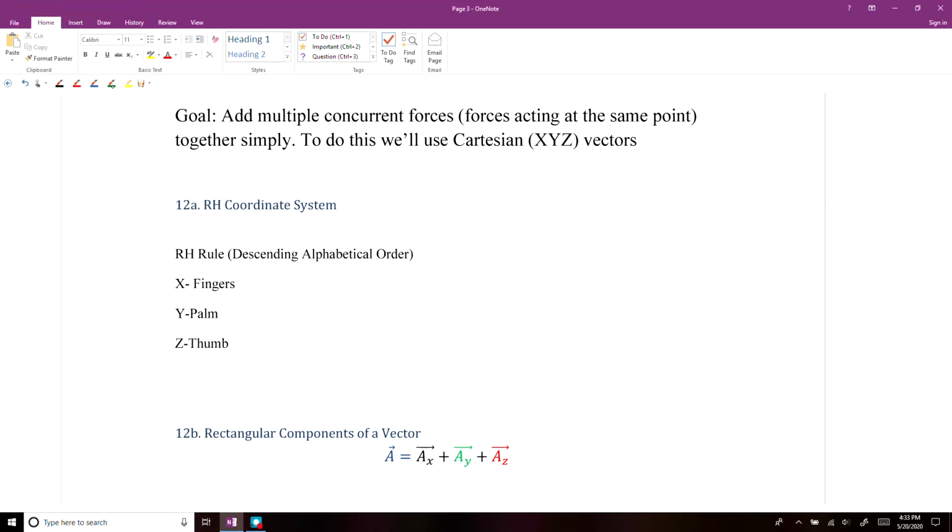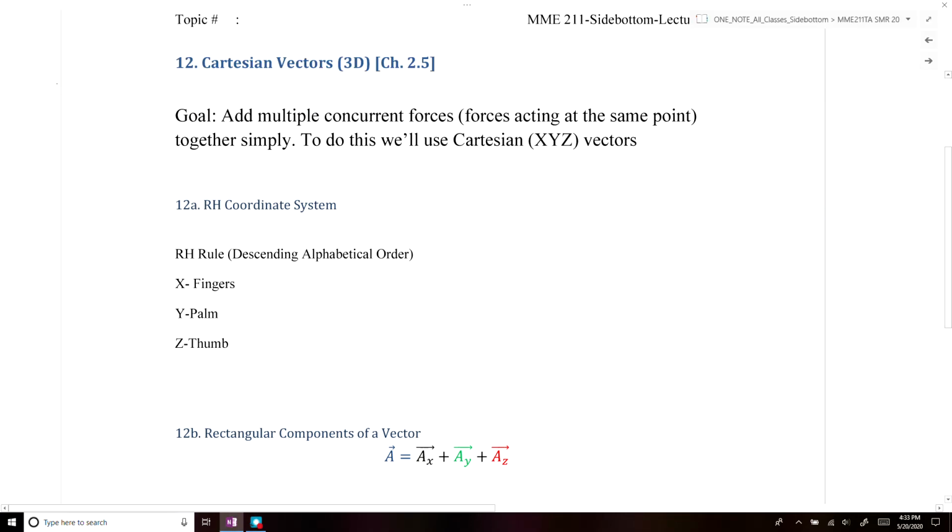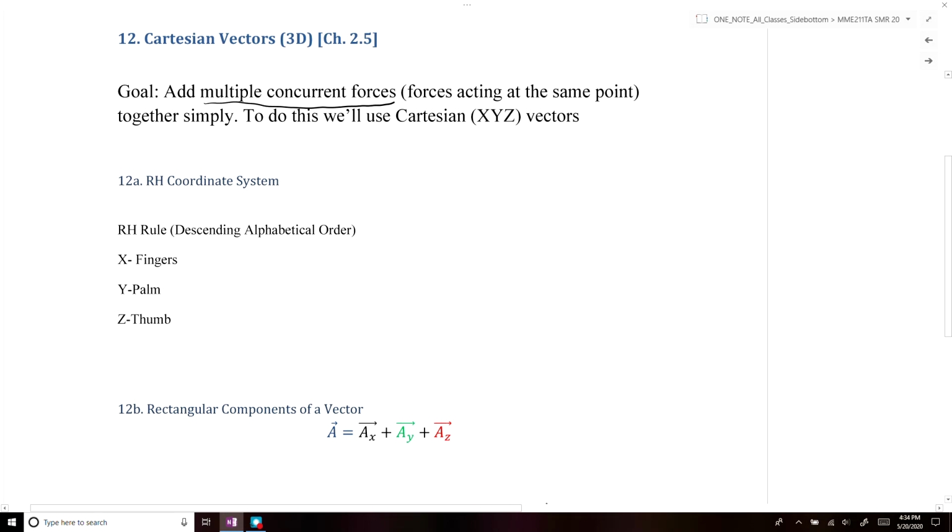So in this video, we're going to define a few definitions of a Cartesian vector. We're going to talk about Cartesian vectors in 3 dimensions. The reason we need to know about Cartesian vectors is they allow us to add multiple concurrent forces, which basically means forces that are acting at the same point together, in a very simple manner.